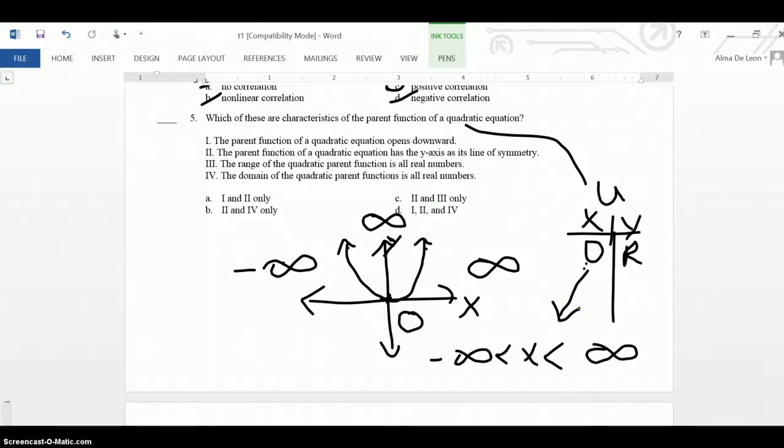My range, which is my y-axis, my range is going from 0 to positive infinity.